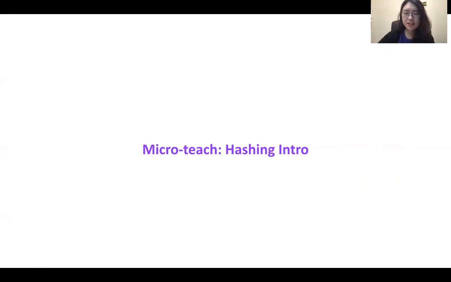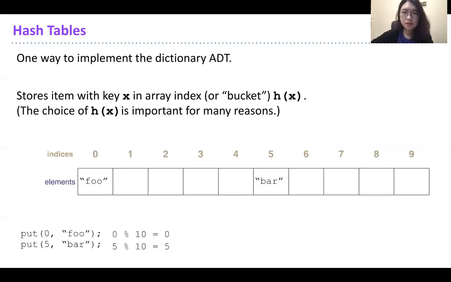This is a micro teach on hashing. So first, we're going to discuss what a hash table is. Essentially, this is one way to implement the dictionary ADT. We have some dictionary ADTs, such as TreeMap and HashMap, from back in CS 143. You can see that what this hash table essentially does is it stores an item with key x in array index, or bucket, h of x.